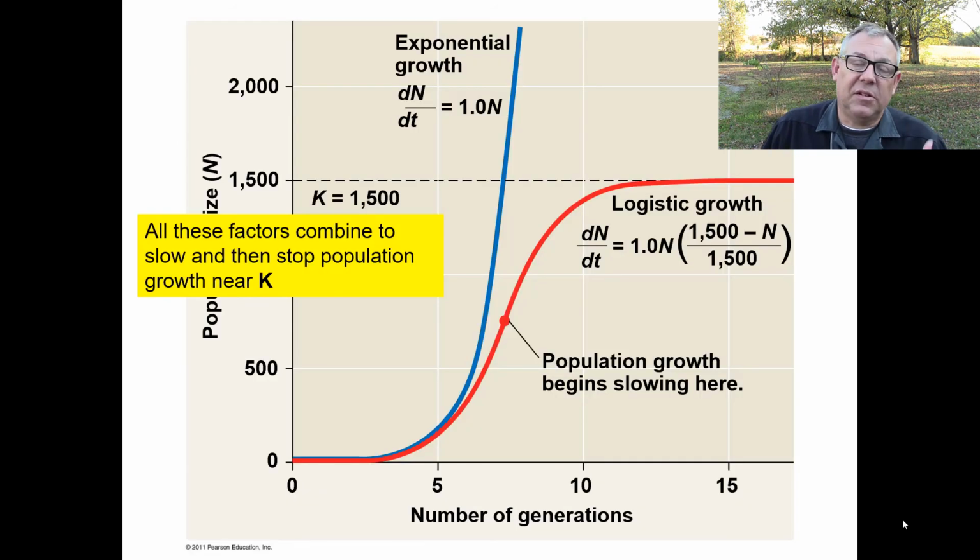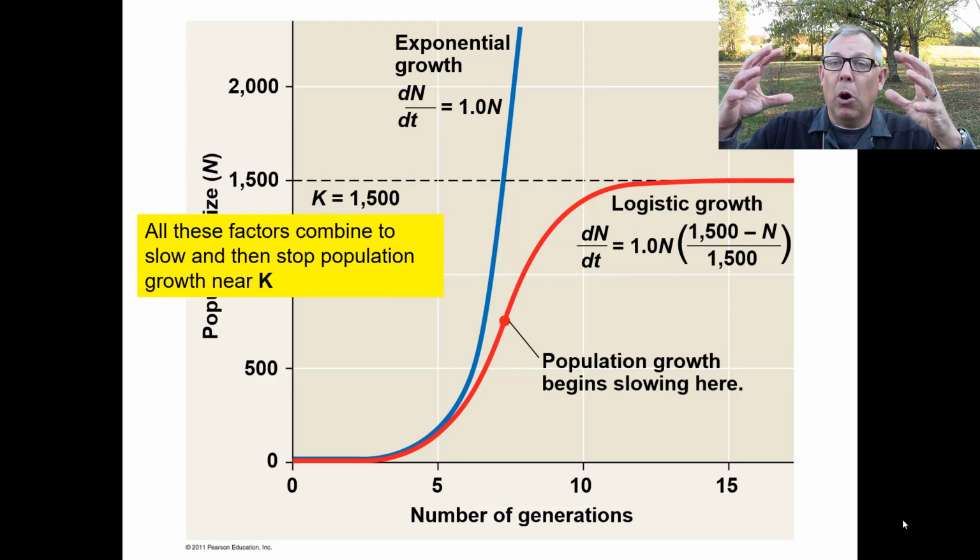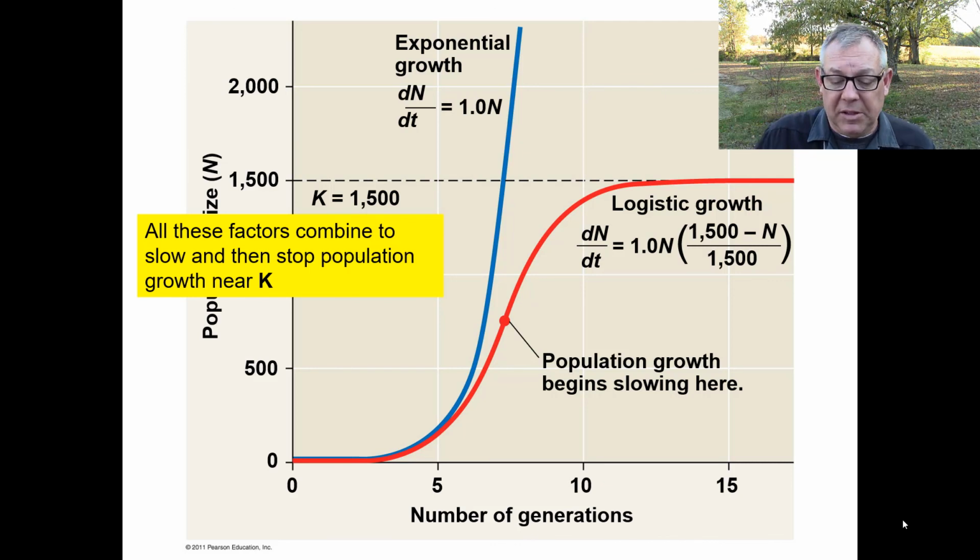And so that's the take-home message here. A more realistic model of population size is one where the population first starts growing exponentially, but then all those factors we just discussed kick in. They become more acute as the population becomes more dense, and they slow population growth. The population is still growing, but it's not growing as quickly. Eventually growth goes to zero and the population levels off at the carrying capacity.